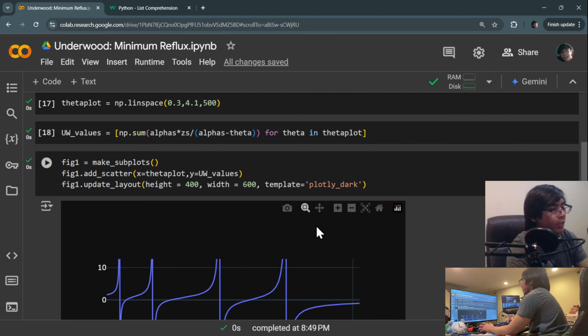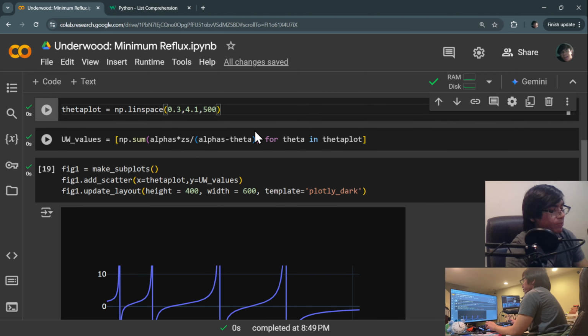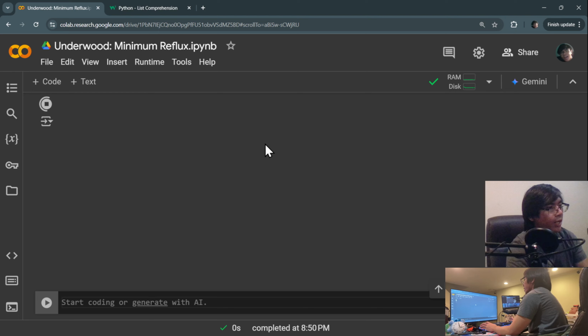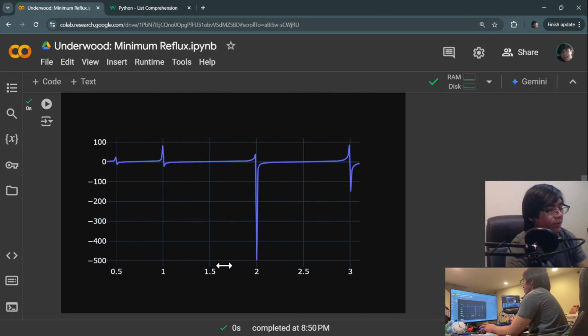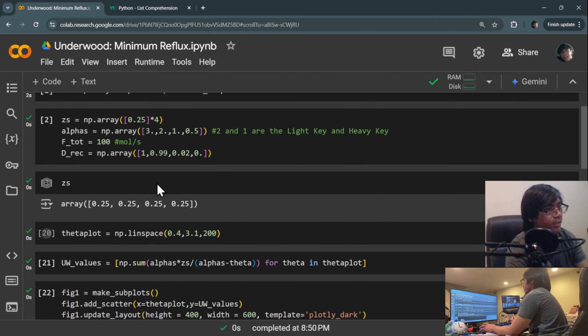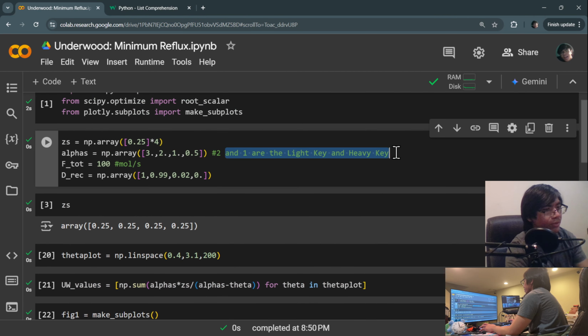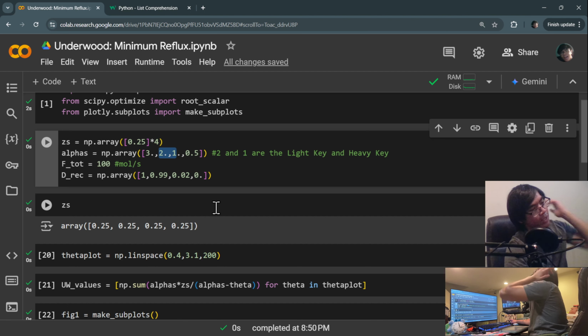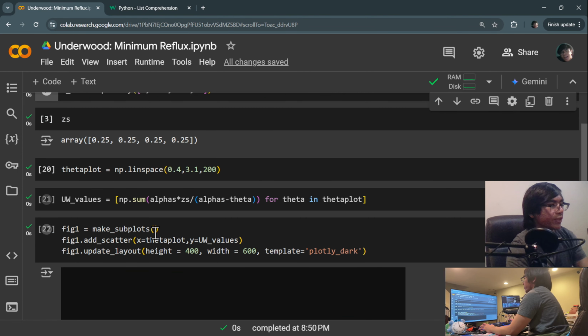So yeah, I'll put this back so it looks like what we were doing earlier. We'll be looking for our root at 1.2, since remember, 2 and 1, light key and heavy key. So we choose the ones in between the light key and heavy key, since one, usually that's where it converges, and also number two, the more important one, that's where the separation between the light key and heavy key will occur with that minimum reflux ratio. So yeah, this is graphing it.